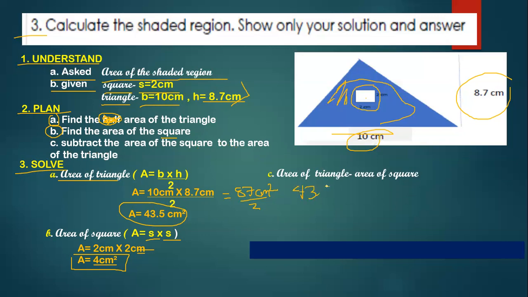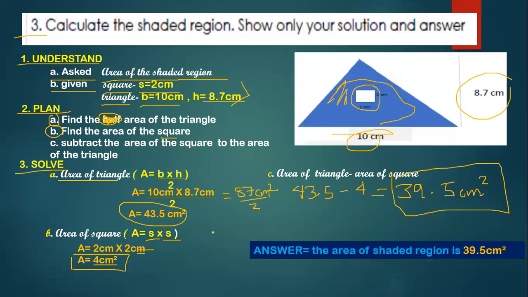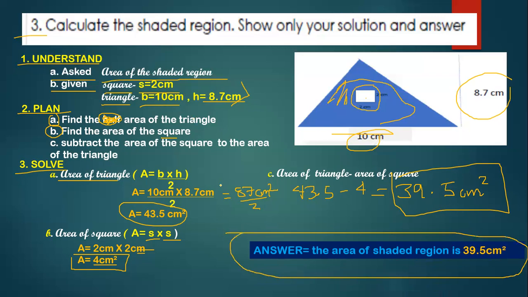Okay, 0.5. Minus, ibabawas natin yung area ng square. Minus 4. So, the answer now is 43.5 minus 4. The answer now is 39.5. And the unit is always square unit, square centimeters. So your final answer is that the area of the shaded region is 39.5 square centimeters.